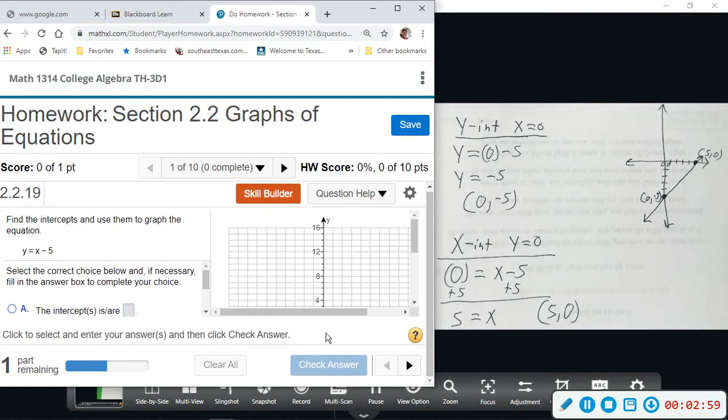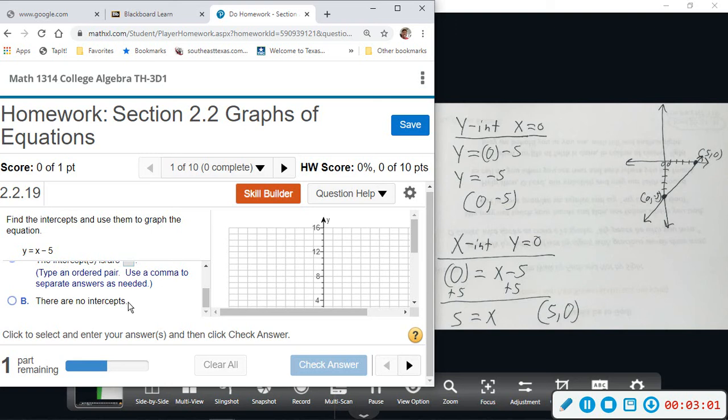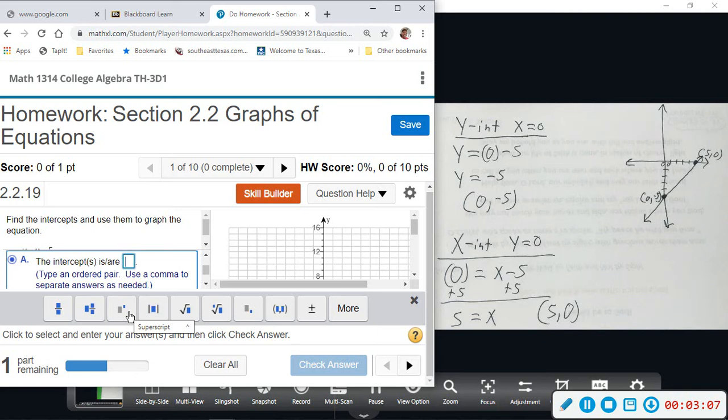Okay, let's insert this information. First it says the intercepts are. It doesn't say which one you need to put first, so just as long as you get them both: 0, comma, negative 5 for the y-intercept, and then comma, the x-intercept was 5, comma, 0. It says type ordered pairs, use a comma to separate answers, so that's why you put a comma between them.